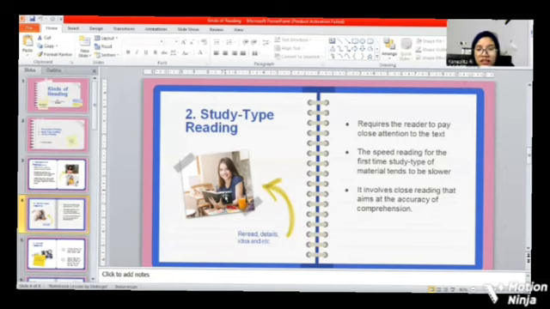So the reader may need to reread, read again and read again portions of the text to understand it fully, like accuracy of the text. And reading speed may be much faster when the material is reviewed. Like you already read this book, and then you read it again, and your speed is faster when you review the material of the book.